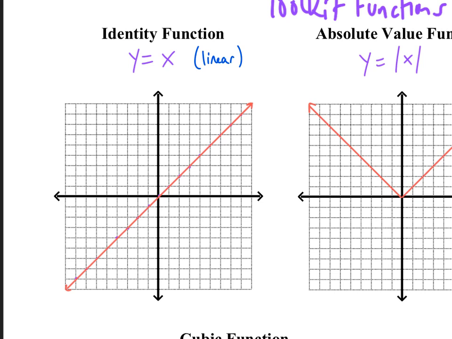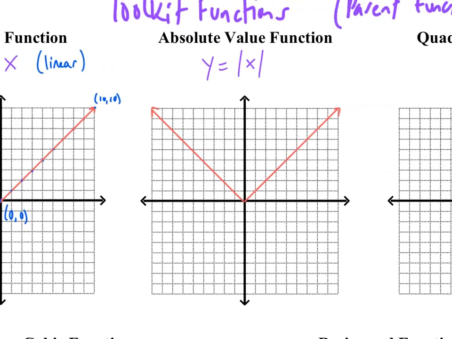And all I've done here to draw this is just plot 0, 0, 1, 1, 2, 2, 3, 3, 4, 4, 5, 5, right? Negative 2, negative 2, negative 4, negative 4, and so on up to 10, 10. So you can see why it's called the identity function, because the x and y values are the same. They are identical. So that's the identity function. It's linear.